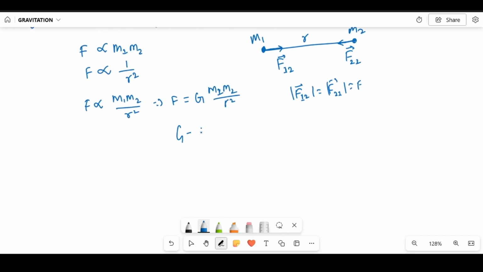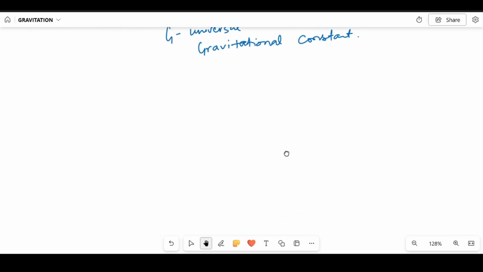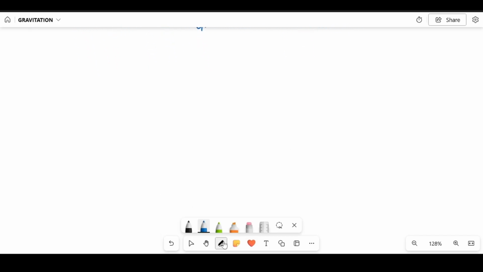This is universal gravitational constant. Okay, let me write it in a more elaborated way, using all the vector notation.